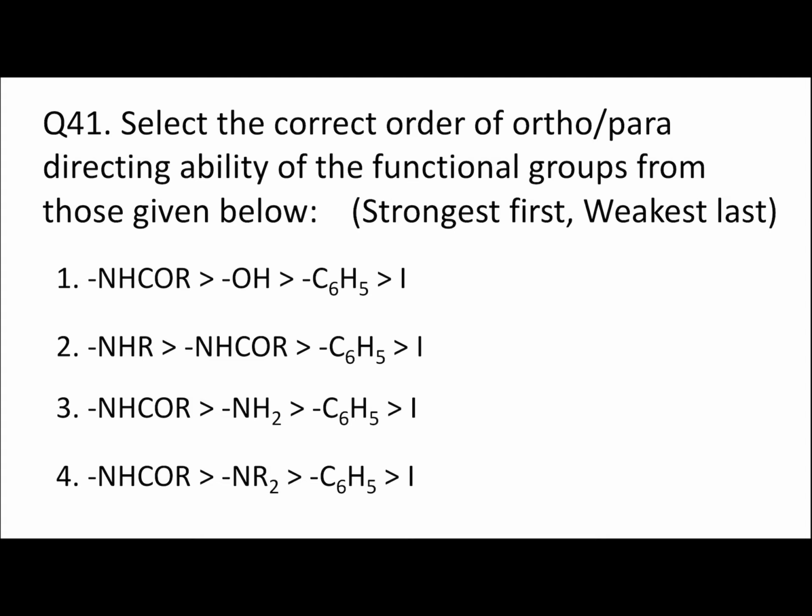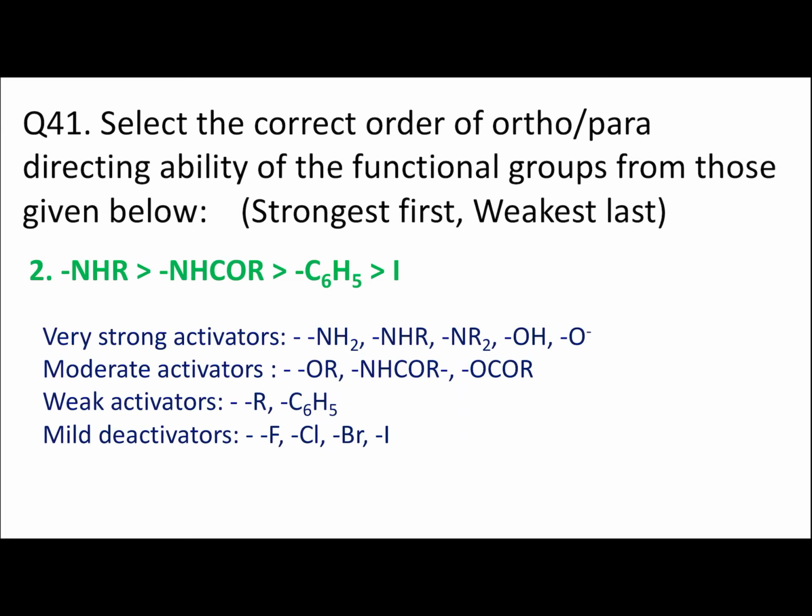You can see here very strong activators are amines. Okay, primary amine, secondary amine, tertiary amine, hydroxy, and oxide. Moderate activators are ether, amide, and ester. And weak activators can be any alkyl group, alkyl or phenyl. Mild activators are fluoro, chloro, bromo, and iodo. So this is the right answer.